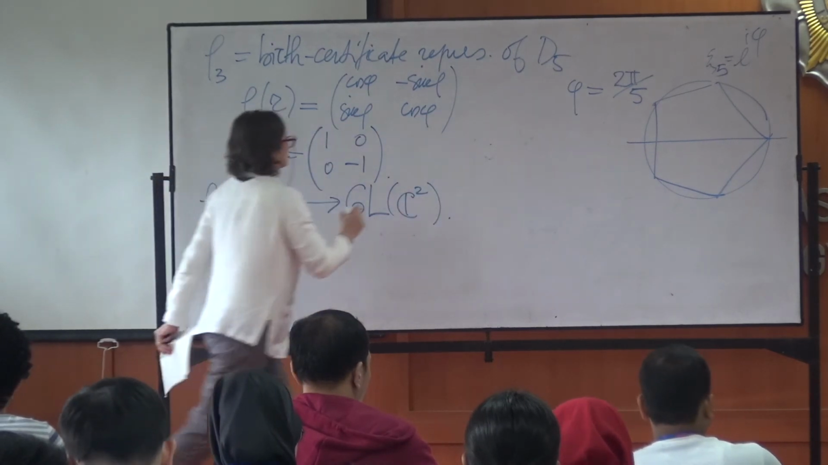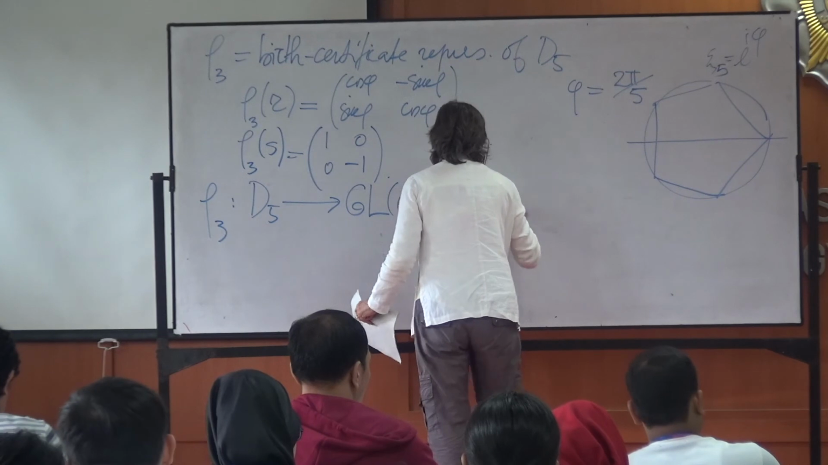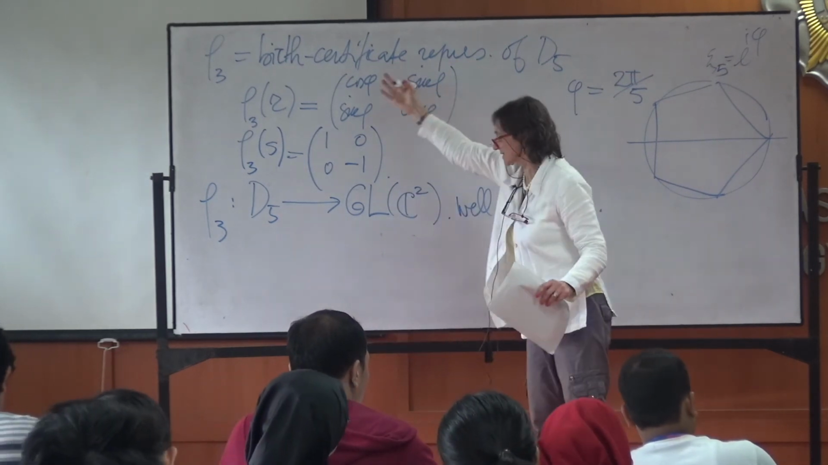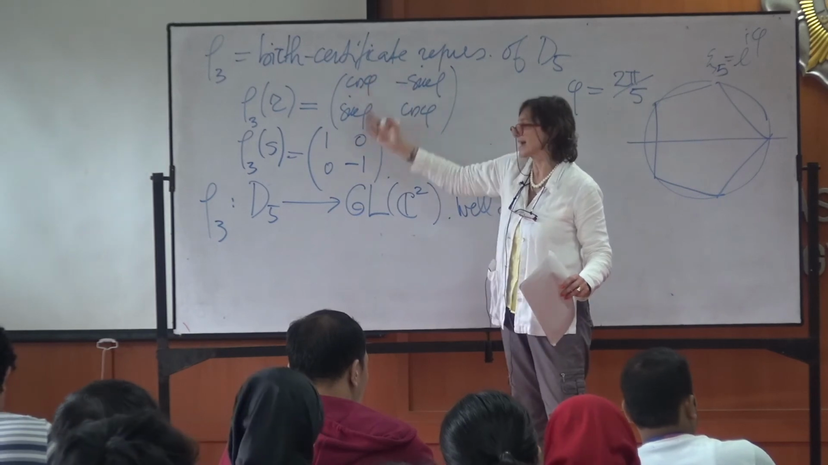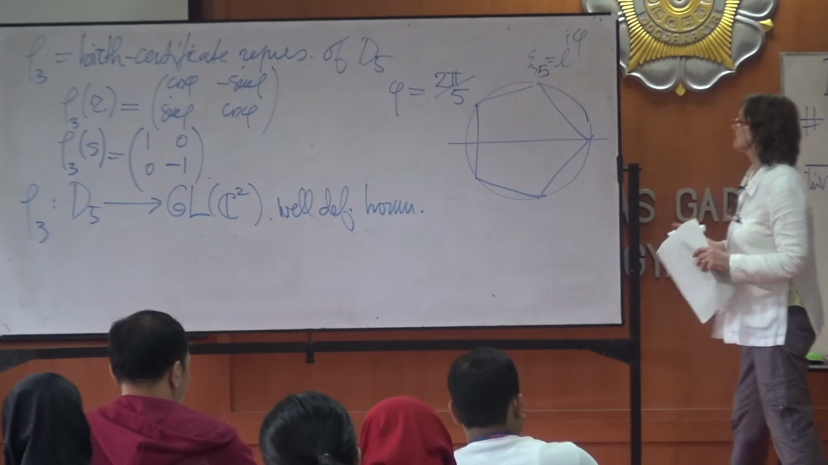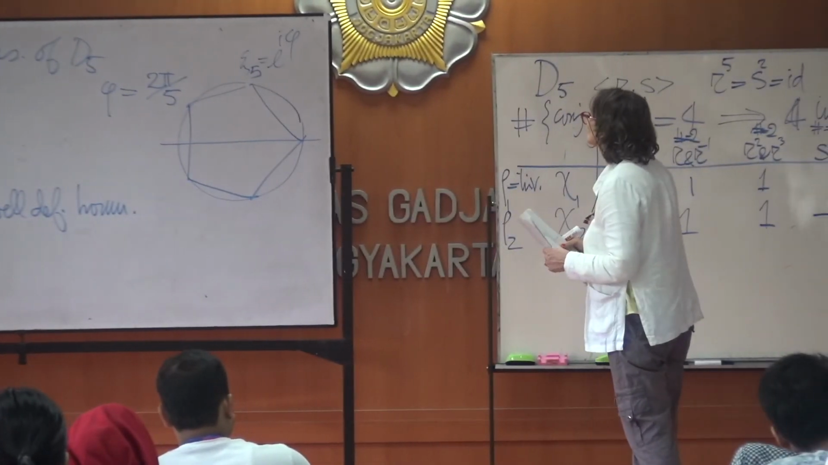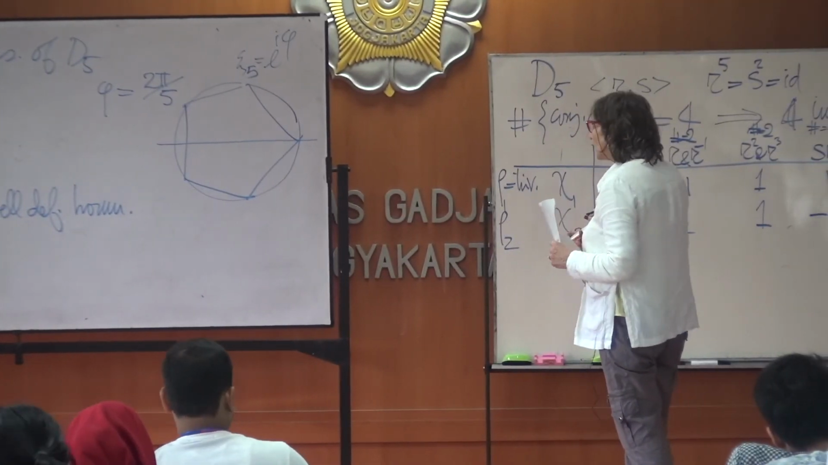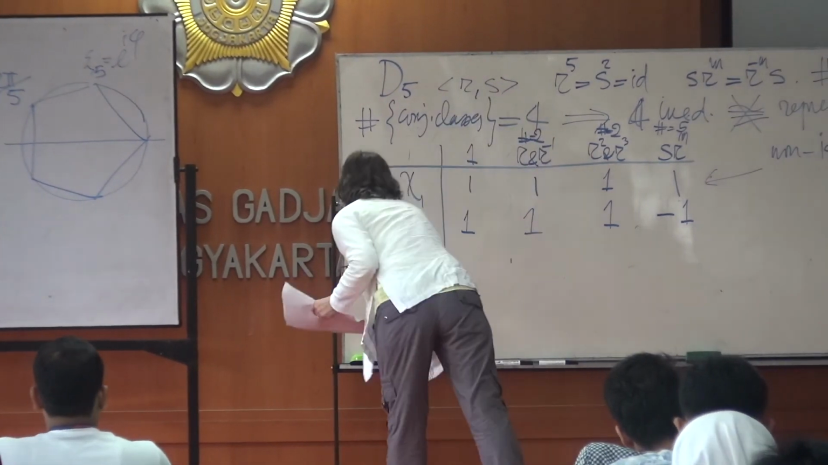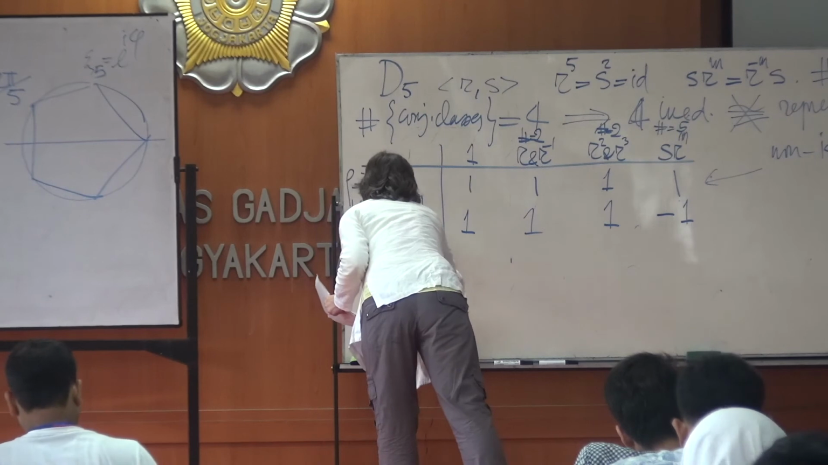It's a well-defined homomorphism. By assigning it on the generators, we can check that it really defines a homomorphism. So now we have to compute the characters.